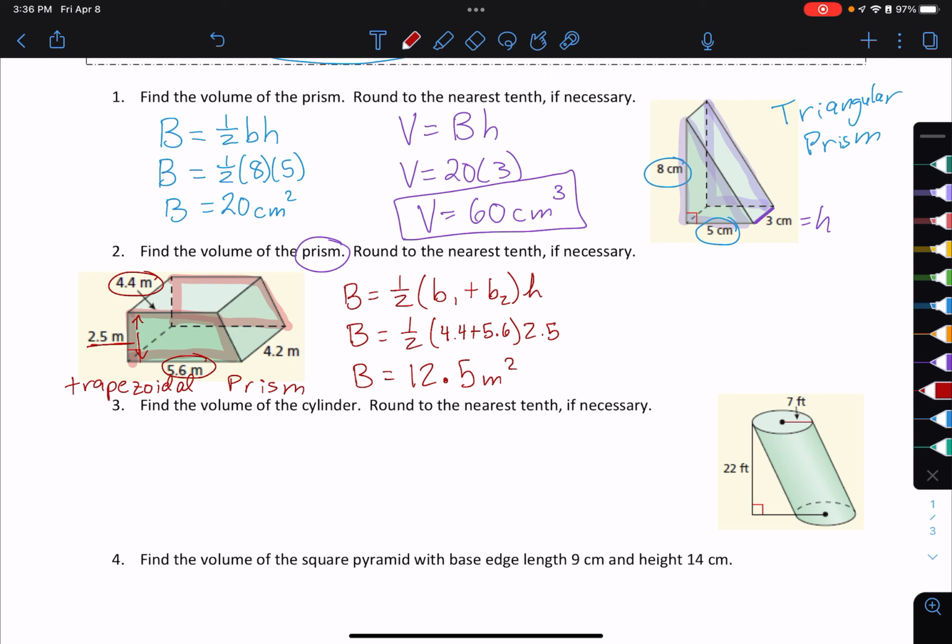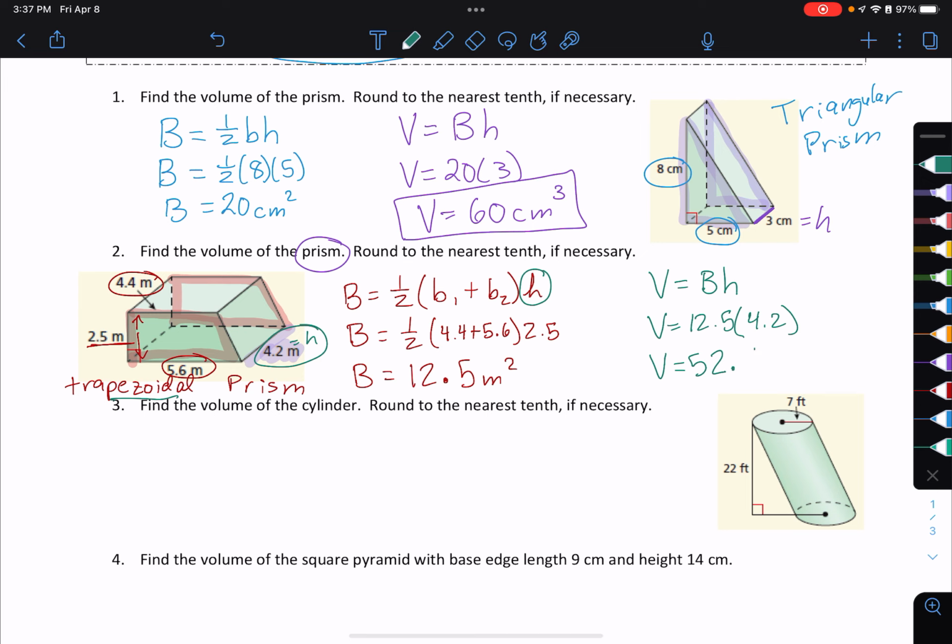So then if I look at my figure, I need the distance between the two bases, which will be the height of my prism, which will be 4.2. So just be sure to be careful. This is the height of the trapezoid. This is the height of our prism. So volume equals area of the base times the height. So 12.5 times 4.2, which gives me a total volume of 52.5 meters cubed.